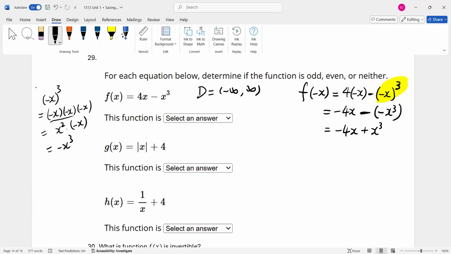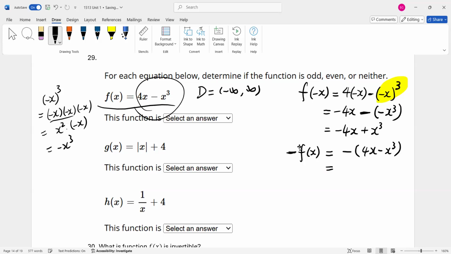Plus x cubed. All right, so let's see what is negative f of x. Obviously, f of negative x is not the same as f of x. So it's not going to be even, right? For sure, it's not going to be even. So let's see if it's odd. What is negative f of x? The opposite of the whole function. So we're going to take the opposite of the output of 4x minus x cubed.